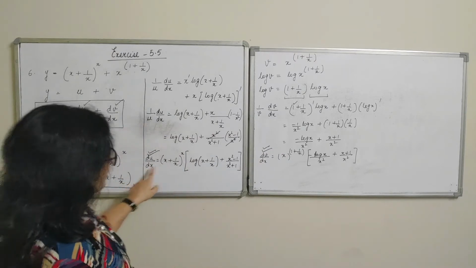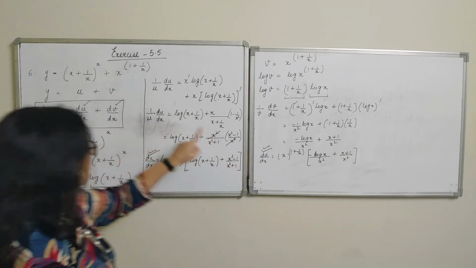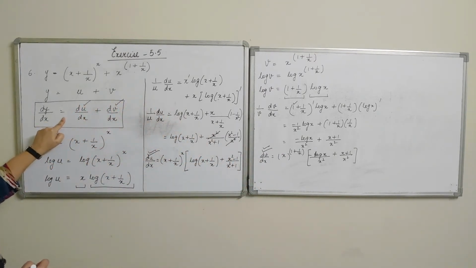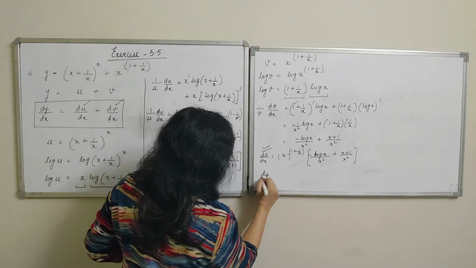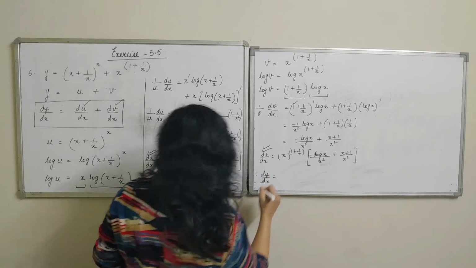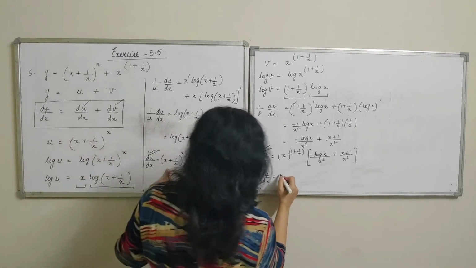So once we have obtained du by dx and dv by dx, let's go back to the first step. Alright, because our ultimate aim is to find out dy by dx. So finally, what is dy by dx? du by dx, so let's write down this expression.